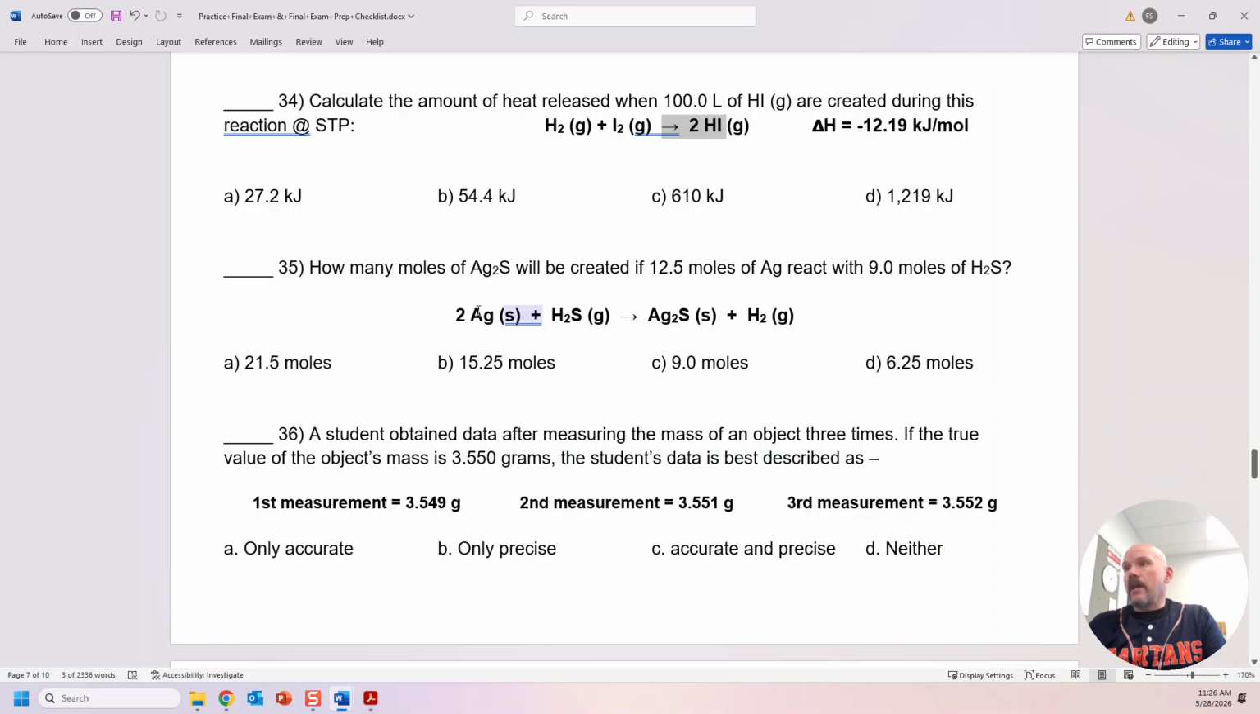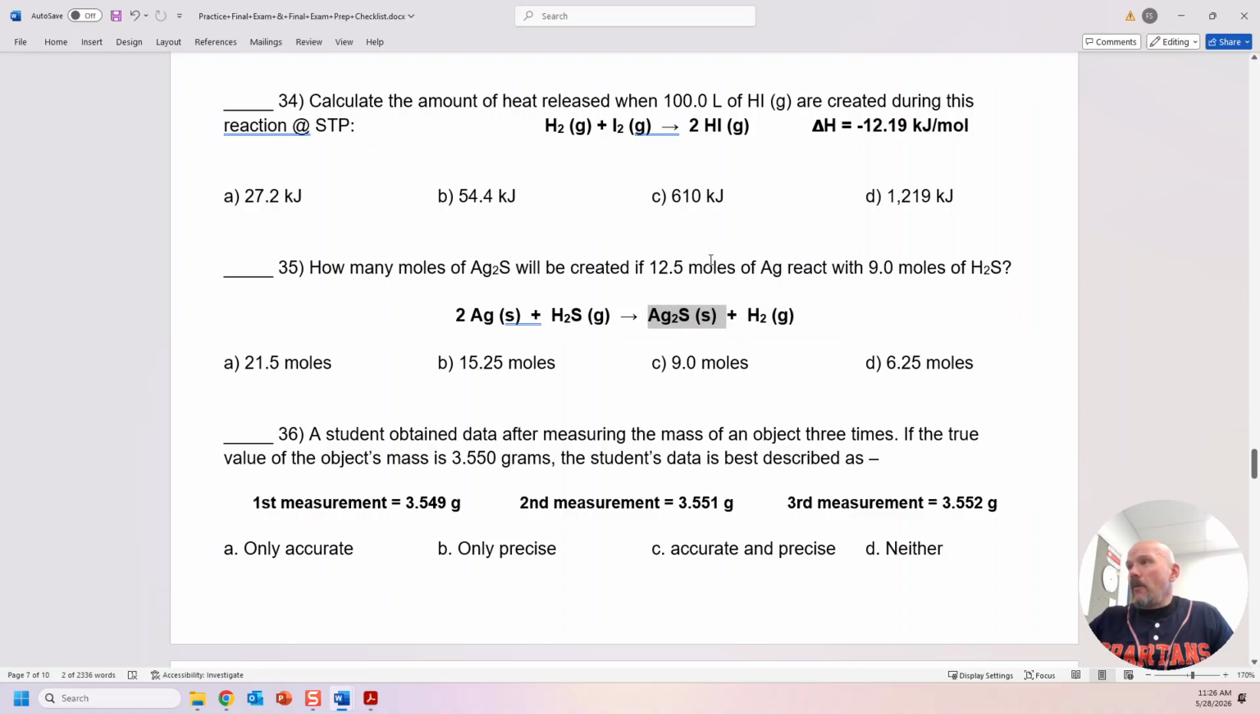All right, so we got stoichiometry, and it's limiting reactant stoich because they gave us two amounts, right? So it's asking how many moles of silver sulfide will be created if 12.5 moles of silver react with 9.0 moles. So the reason why it's limiting reactant stoich is they gave us an amount of both reactants. Usually they would give us this amount of silver and say we had excess H2S, or maybe they give us this amount of H2S and tell us we have excess silver, but we don't. We have this much H2S, we have this much silver. So, and we want to know how much of this product is going to be produced.